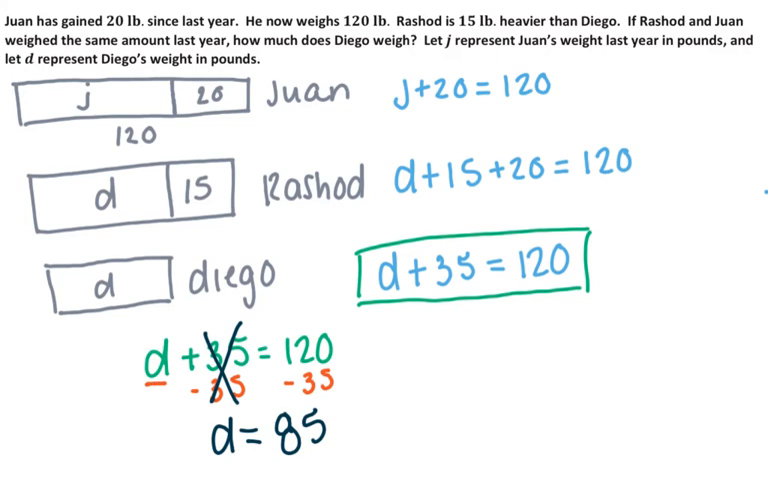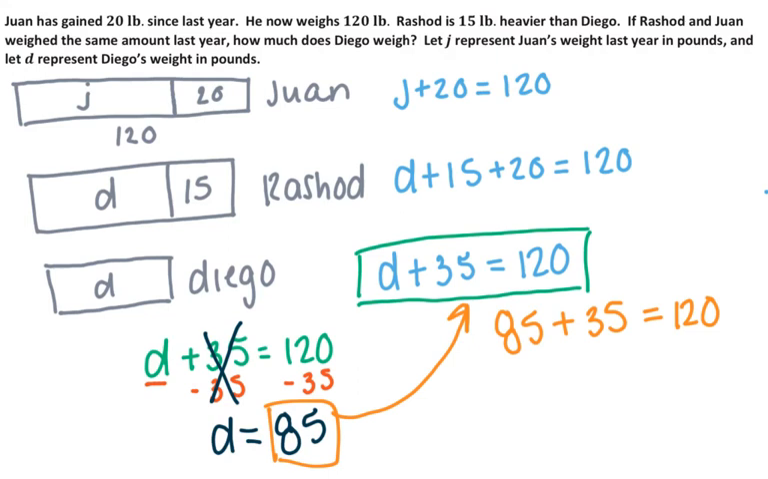And if you're not sure if this is correct, we can plug 85 back into our equation. So we'll have 85 plus 35 is equal to 120, and 85 plus 35 is 120, so that is equal to 120, so we can say that our answer of 85 pounds is correct.